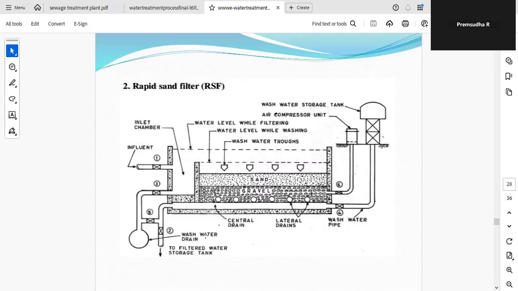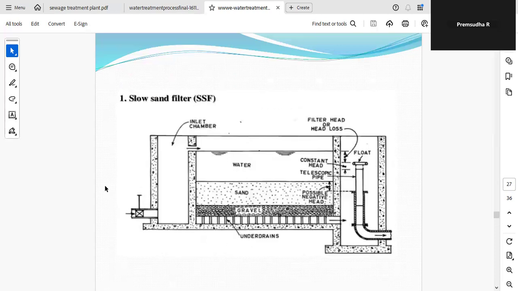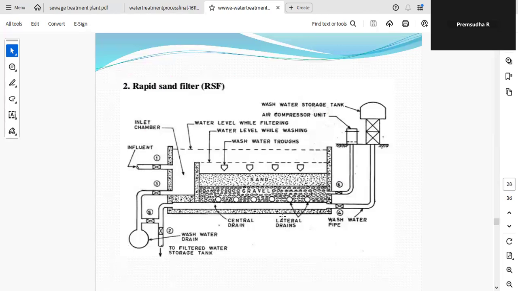The rapid sand filter. What is the difference here? Here there will be a lower number of units. The water level is higher compared to this, and the filtration rate is also high here. Backwashing pipes are provided to clean the filter media. The wash water drain collects that water separately after the filter media gets washed. Each and every pipe has a separate valve, so a number of valves are provided here. The drainage pipe, the cut section.